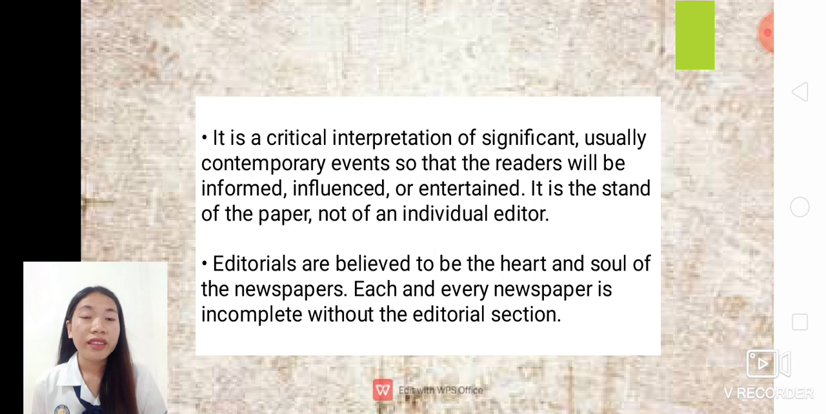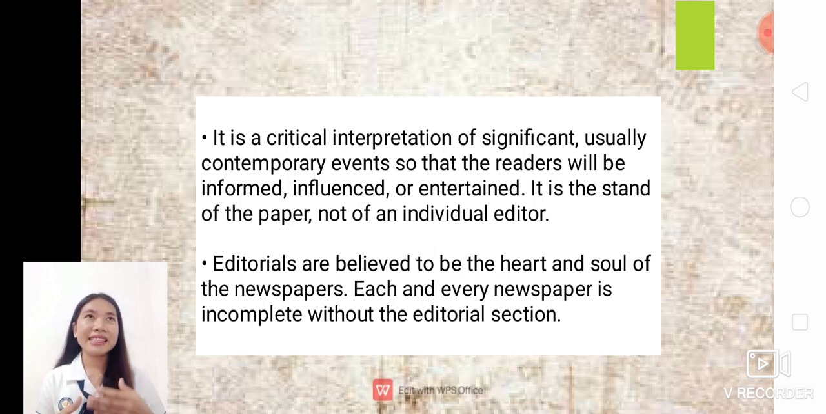The other definition is that editorials are believed to be the heart and soul of the newspapers. Each and every newspaper is incomplete without the editorial section. Just like what I have mentioned a while back, when there is a new story or new issue happening around us, there is also an editorial paper in the newspaper, which is called the heart and soul of the newspaper, because I believe this is the only part of the newspaper where editors give and share what is in their hearts, their opinion.